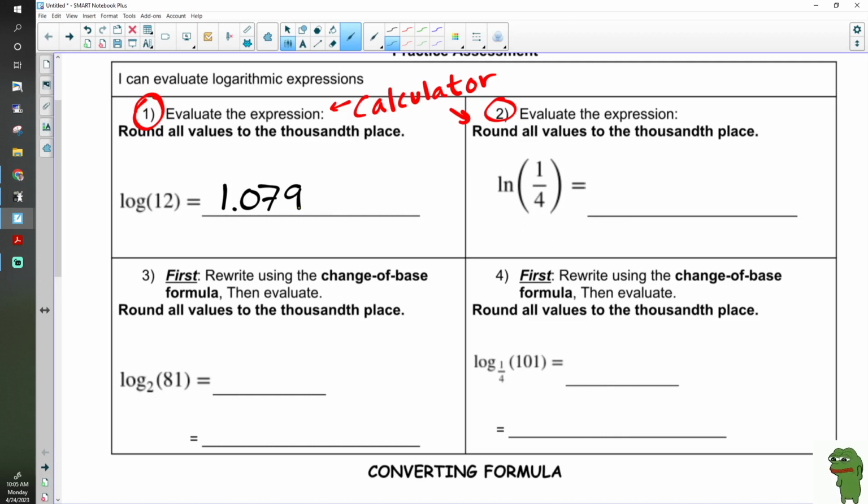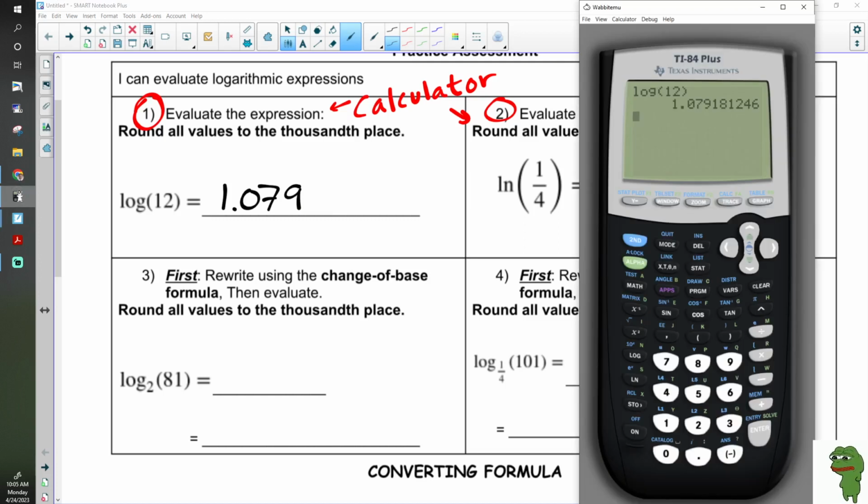Okay, now number 2 is super similar. Although instead of being the common log, it's ln. And ln has base, do you remember? E, base E. We also have a button on our calculator for ln, so we just have to type in ln 1 over 4. The ln button is right under the log button. ln 1 divided by 4. Close your parentheses. Click enter.